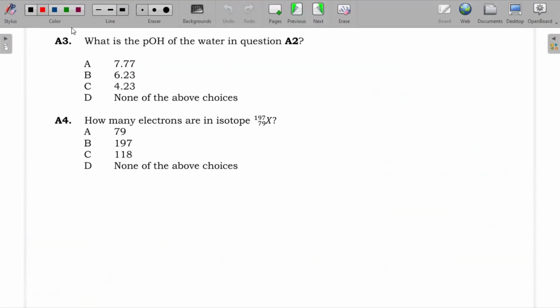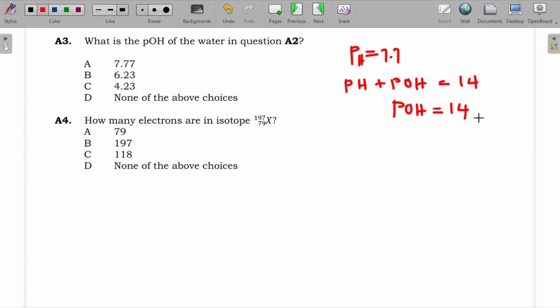Question number 3, they're saying, what is the pOH of water in question 2? Remember the pH we were given as 7.77. We know that pH plus pOH should always give 14. So pOH is equal to 14, and this goes to the other side, so that is minus 7.77. That will be 6.23 as my pOH. So you choose B.